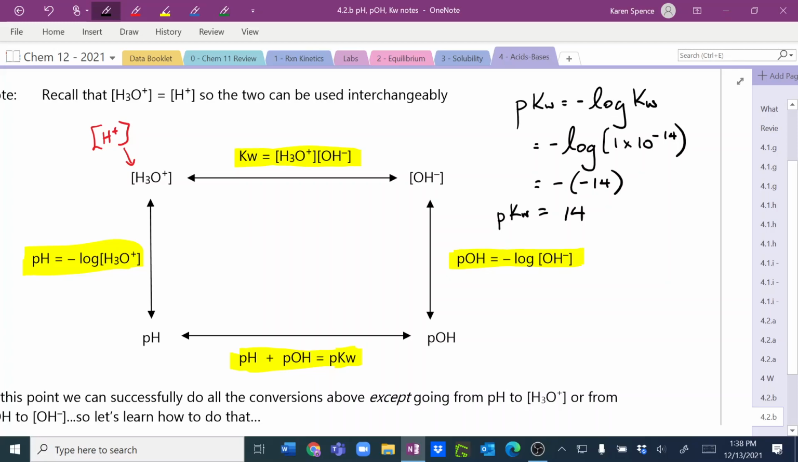Diagonally, what I'll do is I'll just take a corner. I'll do it in 2 steps. If I have hydronium, I can go to pH and then I can go to pOH. Or if I have hydronium, I can go to hydroxide and then I can go to pOH. What I'm not able to do at this point is go from pH to H. I can go from H to pH, but I can't at this point go from pH to H. But super easy. Shall we do it? Okay.